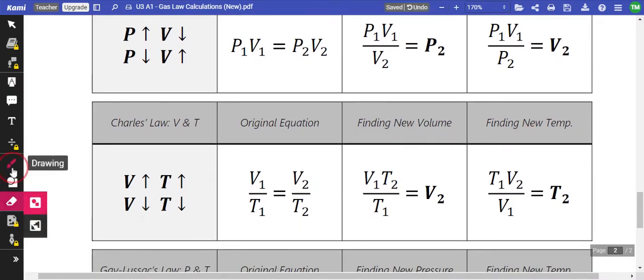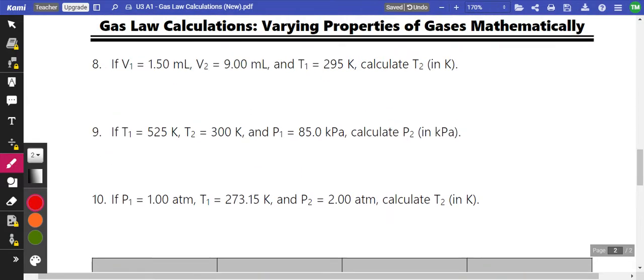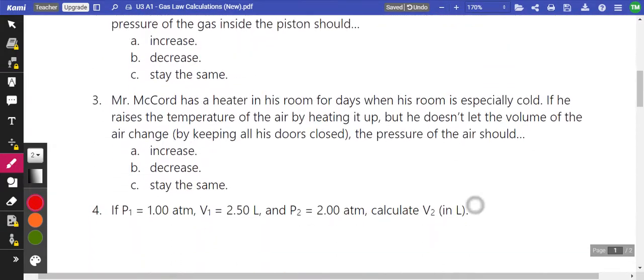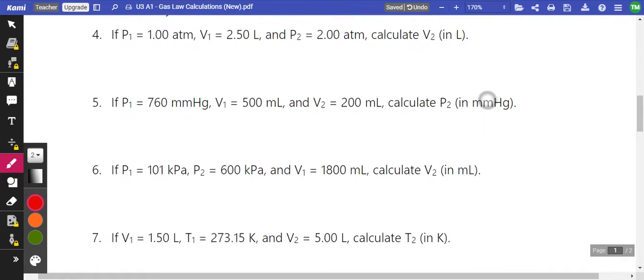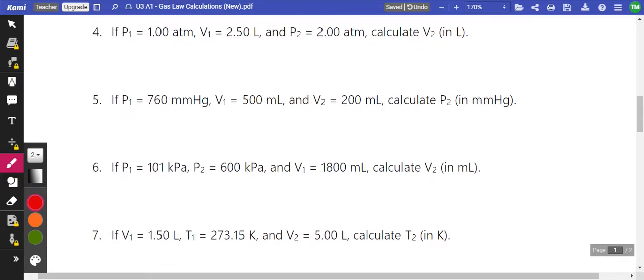So let's look at some examples. Okay, I've got a gas, and I start with a pressure of 1 atmosphere and a volume of 2.50 liters. Then I make some change where the pressure increases and gets to 2.00 atmospheres. I want to know what the new volume is going to be. If I'm changing the pressure, how is the volume affected? What's going to be the new volume in liters?